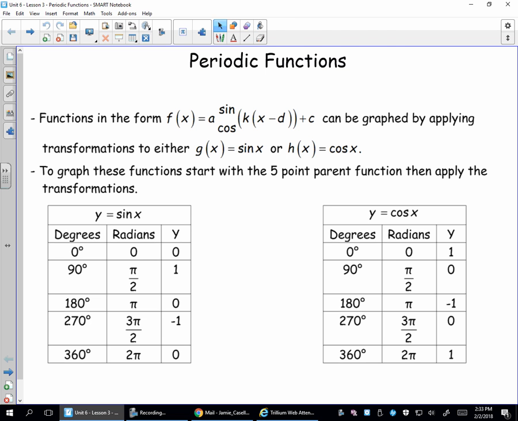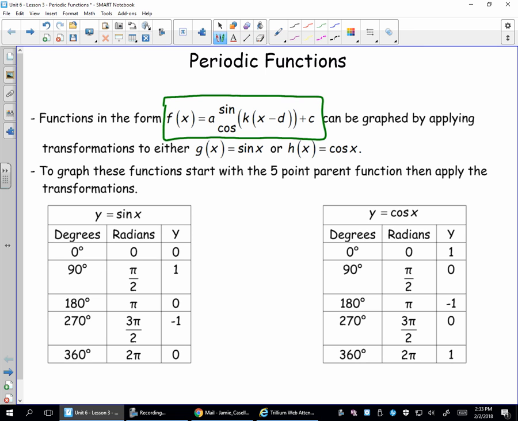So some basics, reminders. Okay, we have our standard form for a function that's periodic. And we're going to transform that according to our a or k or d or c, the same way transformations have always worked. And we have to apply those transformations to sine and cos.